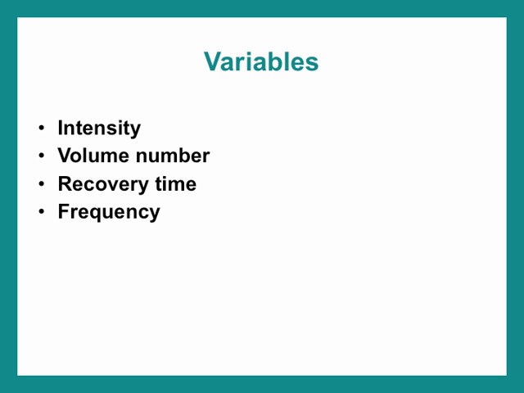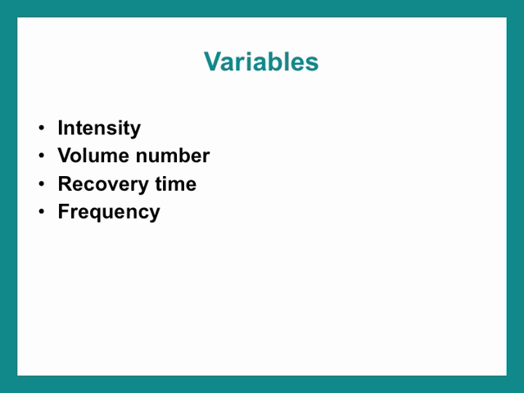The first one is intensity. So in order to manipulate the intensity variable with plyometrics, we can add weight onto a limb. So we think of moving somebody from double leg stance into a single leg stance. We could increase distance, and that could be vertical distance or horizontal distance. We could have an increase in speed that's required or an increase in complexity of the plyometric drill. All of these would increase intensity for that particular drill.